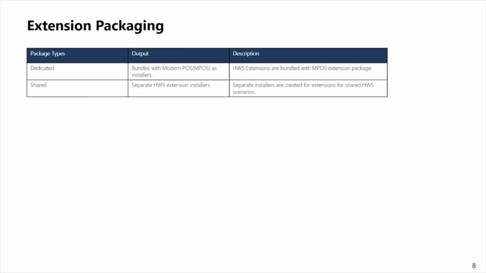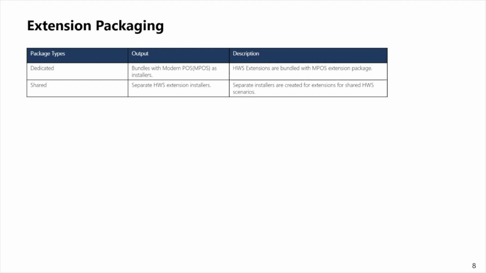Okay. Then the last topic, before jumping into the demo and the migration part, is the extension packaging. So you may have a question like, hey, I've finished all my extension, I created a new device integration with my coin dispenser, and now I want to package and deploy it. If you remember the first slide, we showed the deployment options. Again, there are two ways to package. One is the dedicated, where you package all your hardware station within the modern point of sale itself. If you remember, I showed that in the dedicated, the hardware station runtime is within the modern point of sale. There is no separate installer, right?